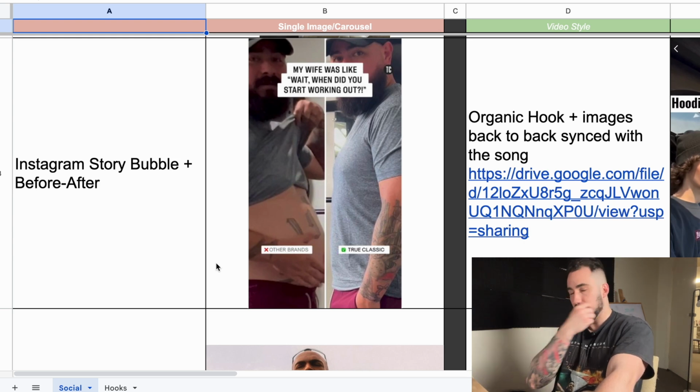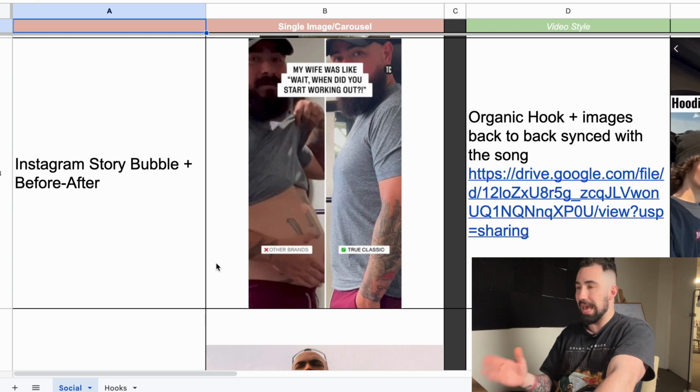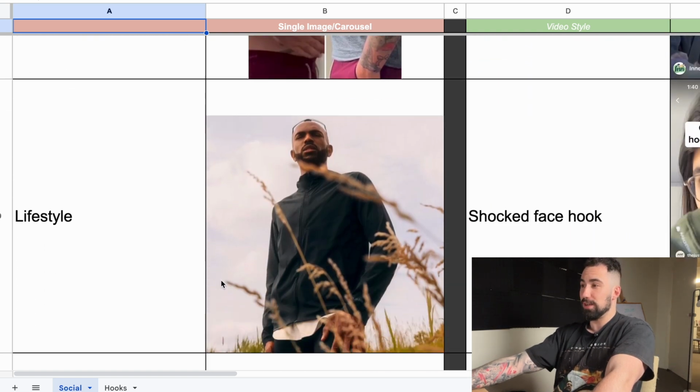So if you're in e-commerce and you want to look at and take inspiration from ads, one brand is True Classics. Just look at their ads, study their ads, and what type of creatives they're using, because they are on top of the trends, guys. So you can copy word by word what they're doing.